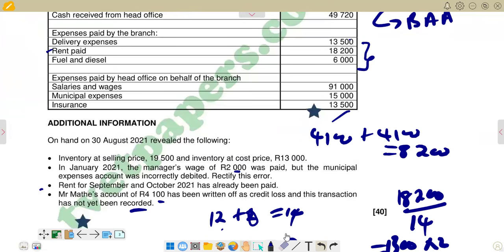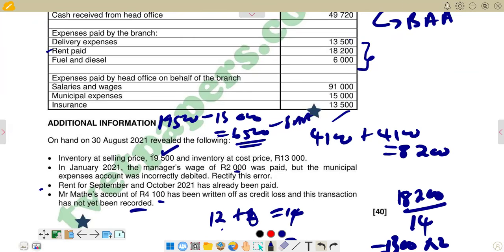So the selling price is going to be our closing balance for inventory in the branch inventory account. Then the cost price, you know that we are not posting any cost price in the account, but we are going to find the markup now. The markup will be the closing balance for the branch adjustment account. If you say 19,500 subtract 13,000, you will find that the answer is 6,500. So this is going to be the closing balance in the branch adjustment. Then 19,500 will go to the closing balance in the branch inventory account.